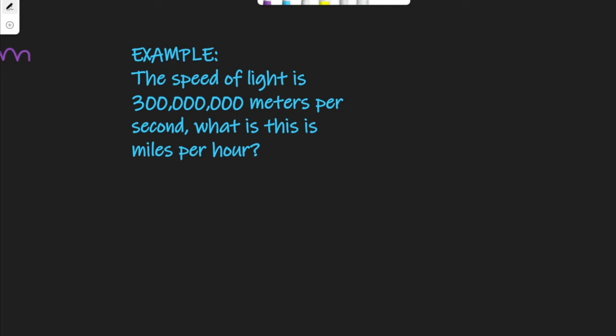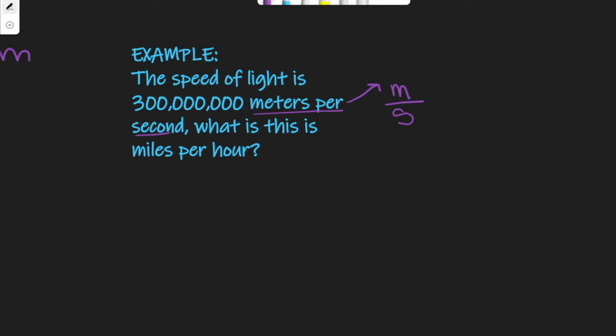Here's our problem that we're going to work through. The speed of light is 300 million meters per second. What is this in miles per hour? So first, let's go ahead and identify our units. We are starting with meters per second. Now I'm going to rewrite these so that we see which unit is in the numerator and which one's in the denominator. This is going to be meters, and the per means it's divided by seconds.